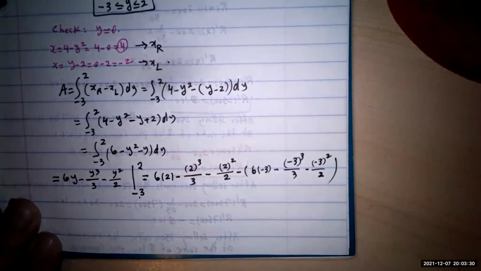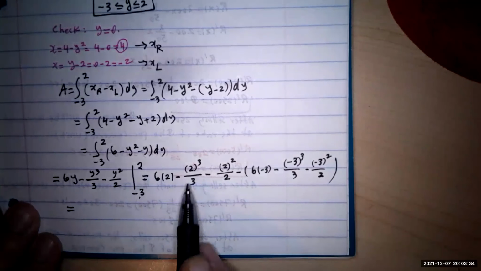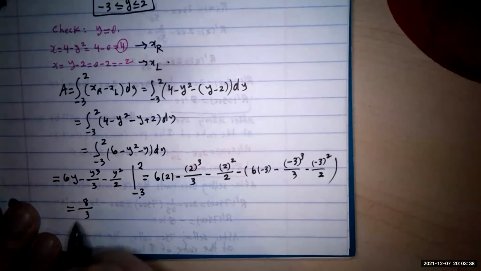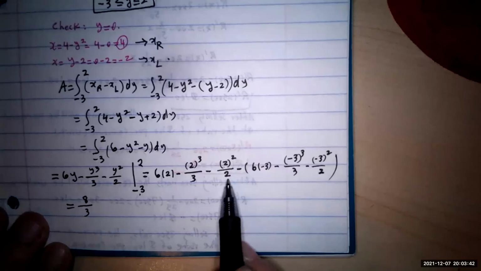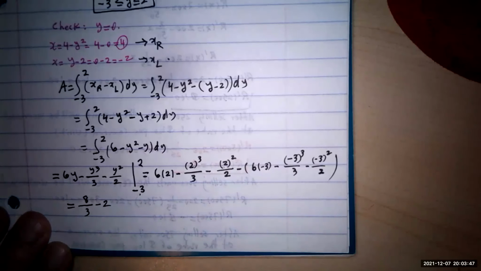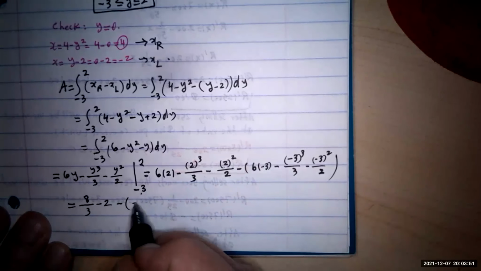Okay, this is it. So it's going to be equal to, 2 cubed would be 8, so that gives you 8 thirds. 2 squared would be 4, 4 divided by 2 gives you 2. This is the one. Minus, inside, 6 times negative 3 would be negative 18.